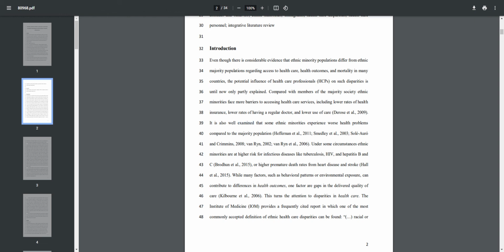And then the next sentence says, under some circumstances, ethnic minorities are at a higher risk of infectious diseases like tuberculosis, HIV, and so on. Again, citation. Or higher premature deaths, and also citation as well.